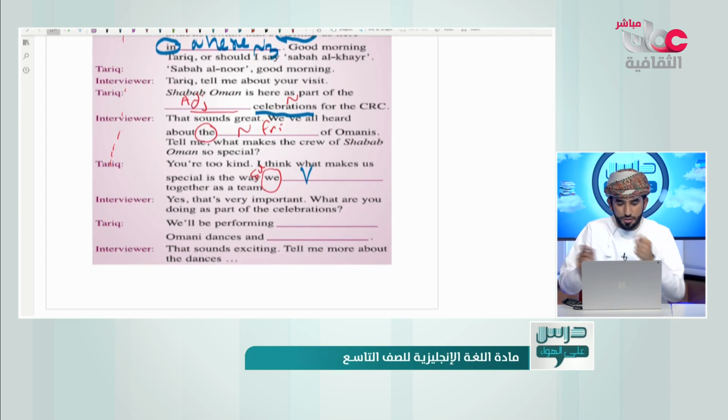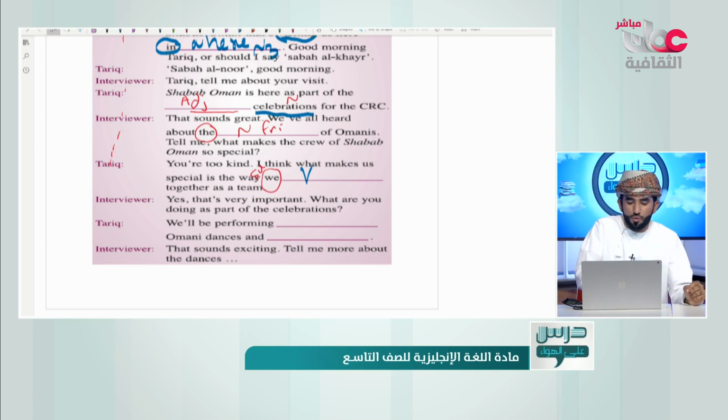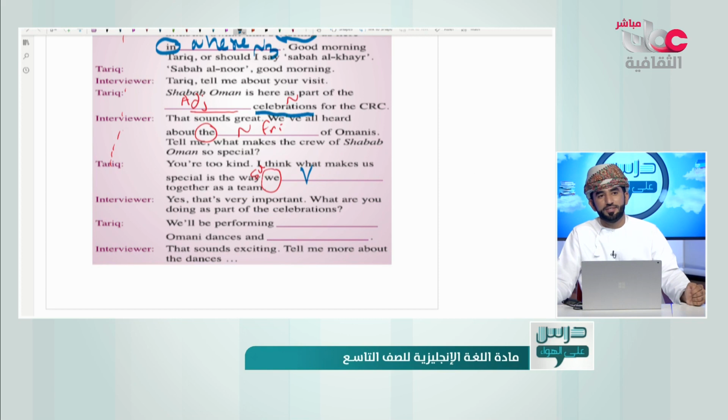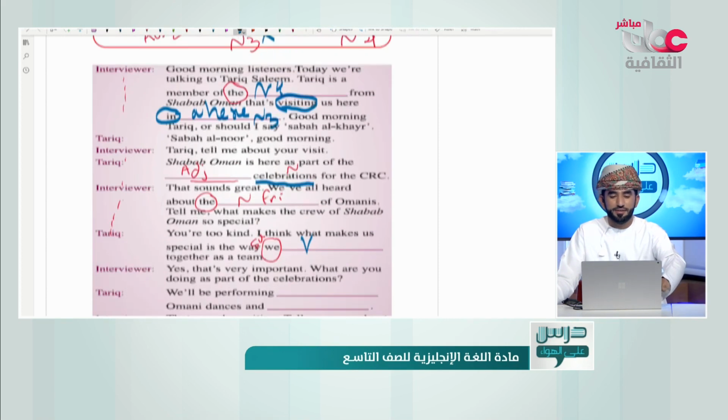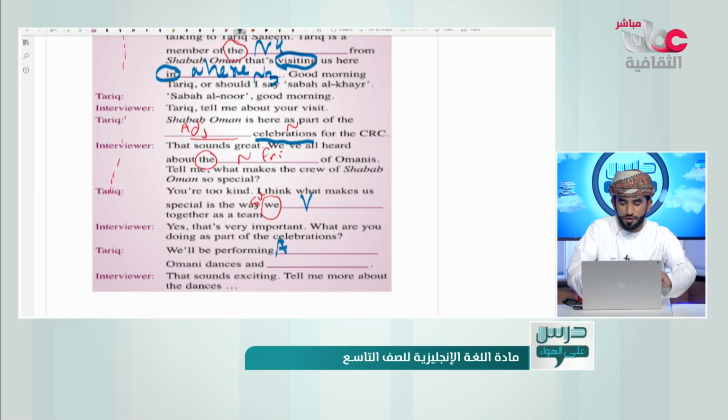Right, so again, going to this one, that's very important. What are you doing as a part of celebrations? Have a look at this one. As a part of the celebration, we will be performing what? Omani dances. Is it traditional? Exactly. Very good. We're talking about traditional. So here, adjective 2.